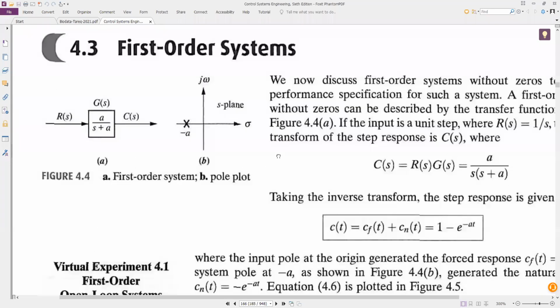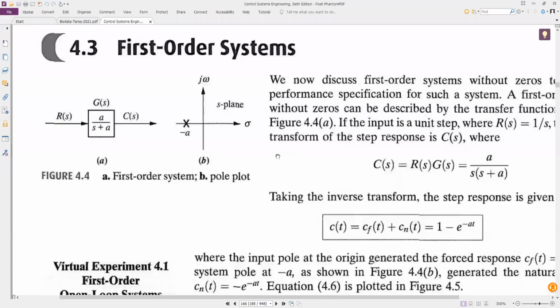Now move on to the first order system. So you get the general idea of the poles and zeros. First order system means the power of S is 1. In the second order system, the power of S would be 2. Third order system, the power of S would be 3. Okay, so that is the first order system.